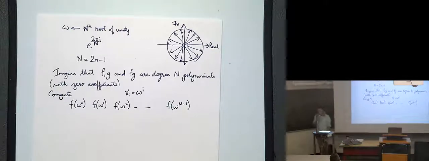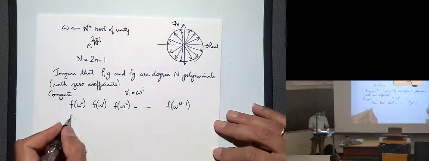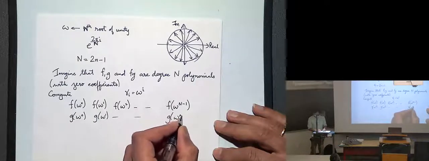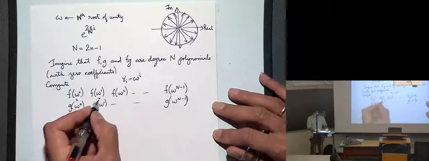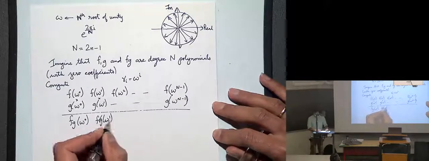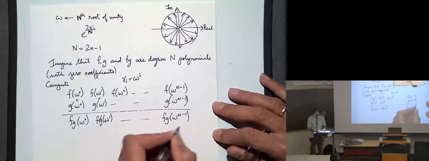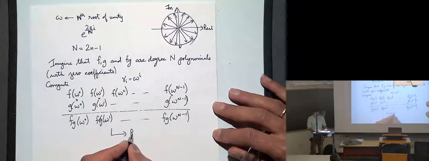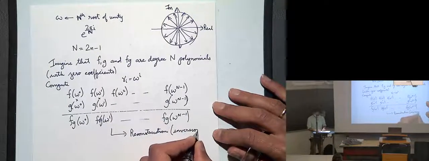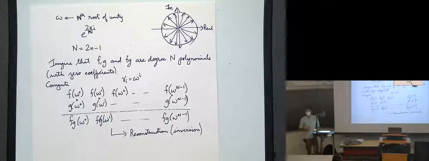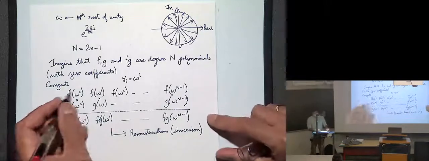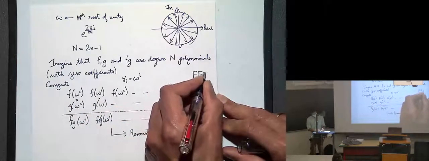So we will compute all these n values. Then we can do the multiplication, and from here, we can do the reconstruction or the inversion. And it turns out this can also be done efficiently. So the FFT is just computing this.